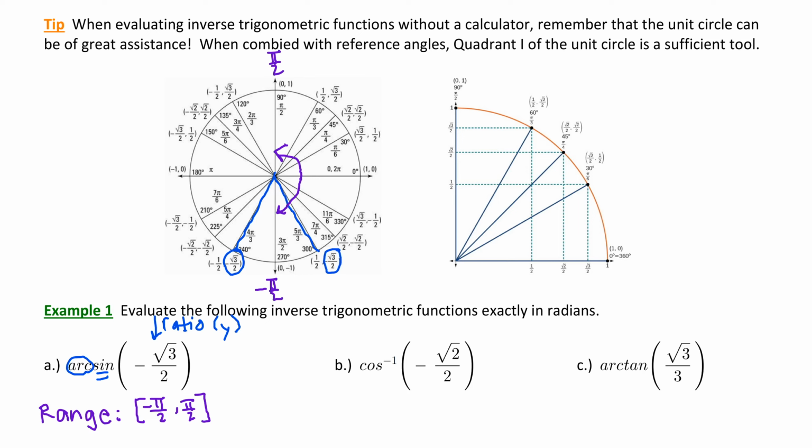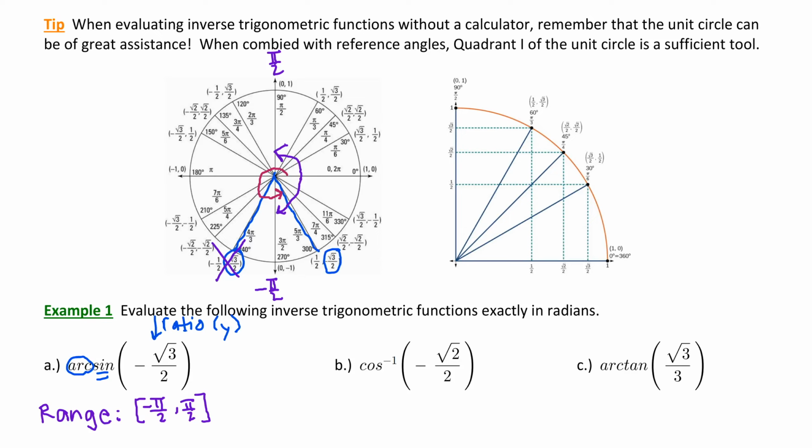So I'm looking for an angle either in quadrant 1 or quadrant 4. So that's immediately going to rule out 4 pi over 3. But why does it also rule out 5 pi over 3? Well, 5 pi over 3 starts at the positive x-axis and rotates in this direction to its terminal side. Notice it goes beyond pi over 2. So 5 pi over 3 is outside of this interval right here. 5 pi over 3 is bigger than pi over 2.